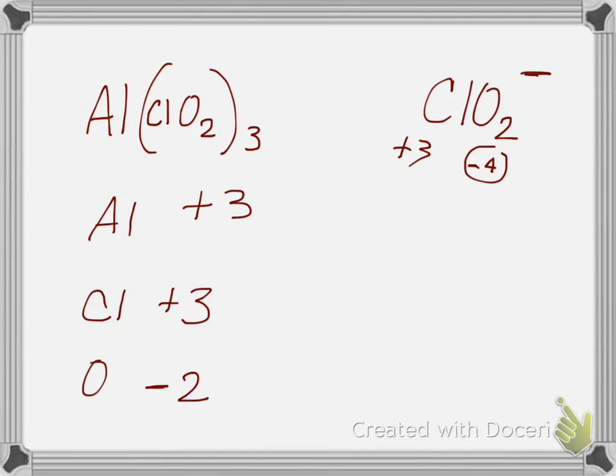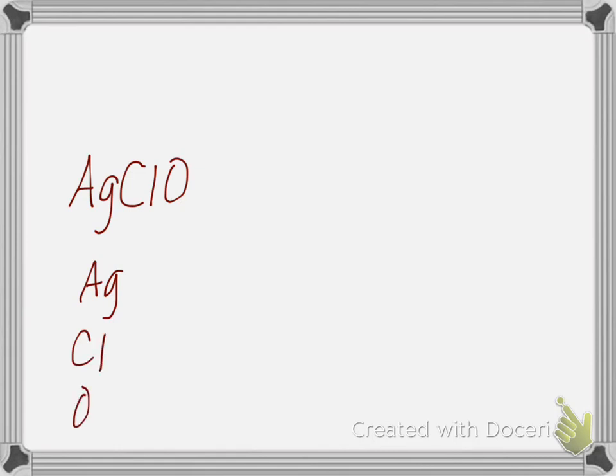Okay, and then while we're here, let's do one more. Let's do this one. AgClO, that's the next one. Silver is +1, always +1. Oxygen, -2. So we have ClO minus, so we have a -2 here. So what does chlorine have to be? +1. Well, you're trying to get to a -1 there. Okay? So do we feel semi-comfortable?